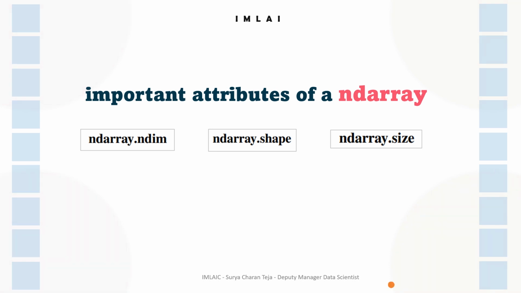And then we have dtype. So dtype is an object describing the type of the elements in the array. One can create or specify dtypes using standard Python types. Additionally, NumPy provides types of its own, such as numpy.int32, numpy.int16, and numpy.float64 are some of the examples. Then we have itemsize.